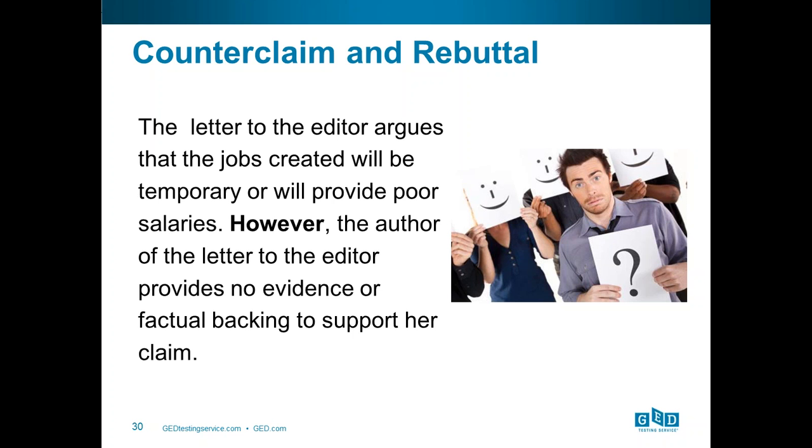The author of the letter to the editor provides no evidence or factual backing to support her claim. That's what we'd like for students to be able to do, is to make that counterclaim and rebut that so that they can come back, and it just makes their own claim that much stronger.